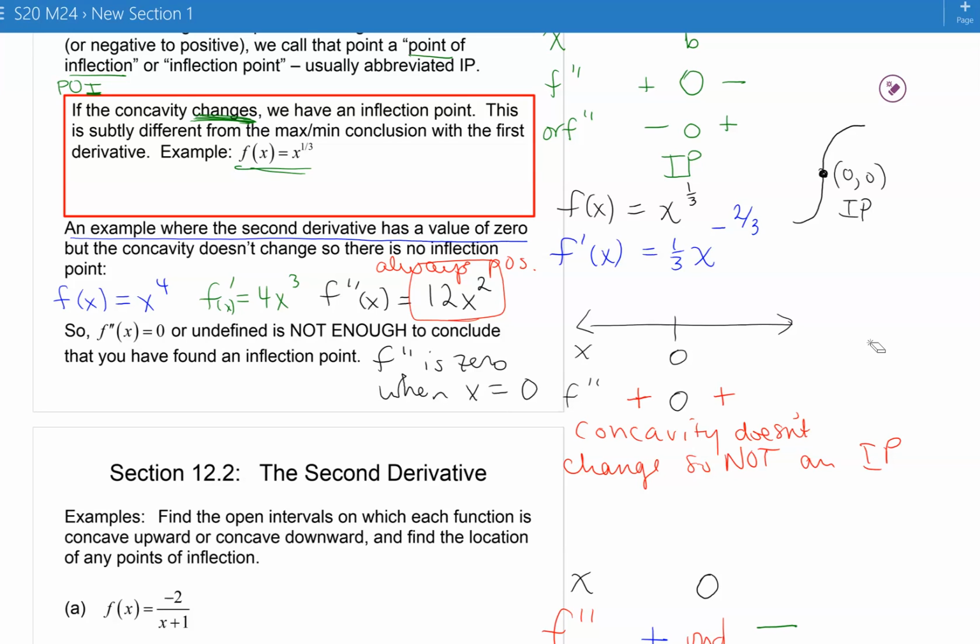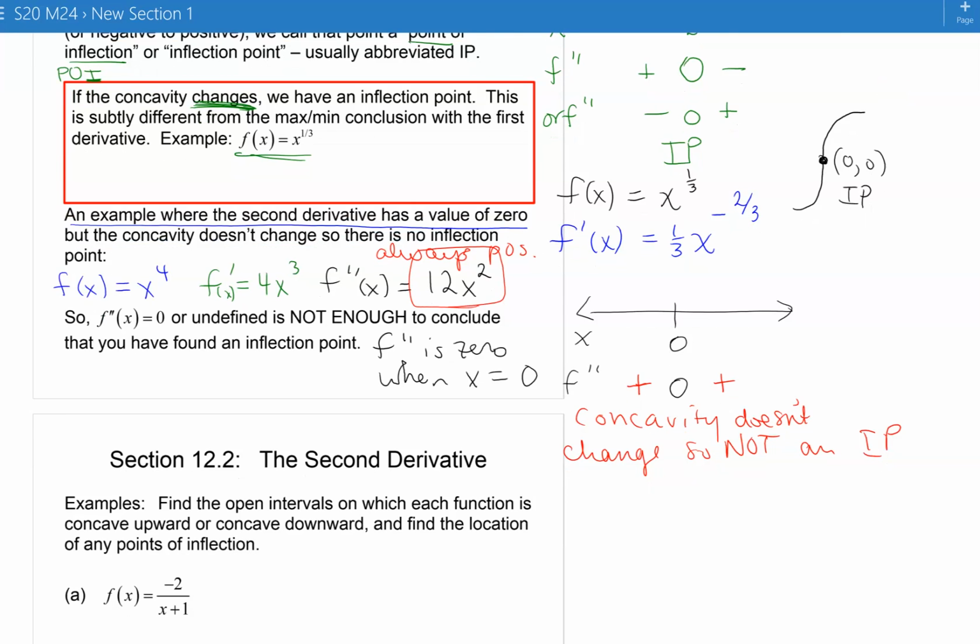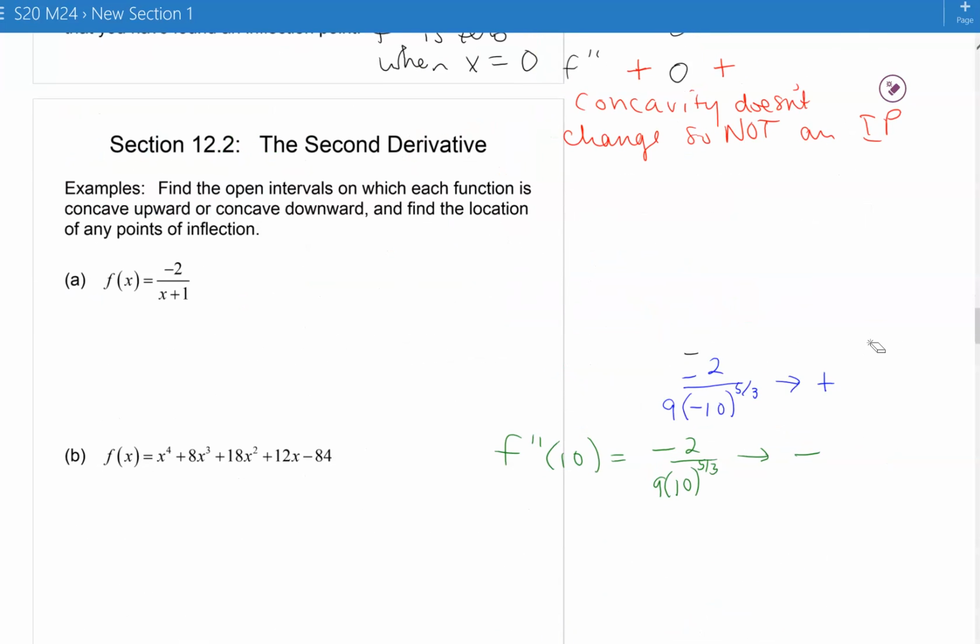So the point of this example was finding where the second derivative is 0 is not enough information to be able to decide you have found an inflection point. You have to check and make sure the concavity changes there. That's the significance of the point of inflection. Okay, so let's do a couple of examples and look at how we actually do the work for this.